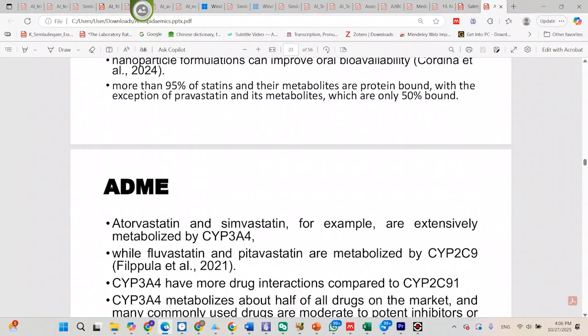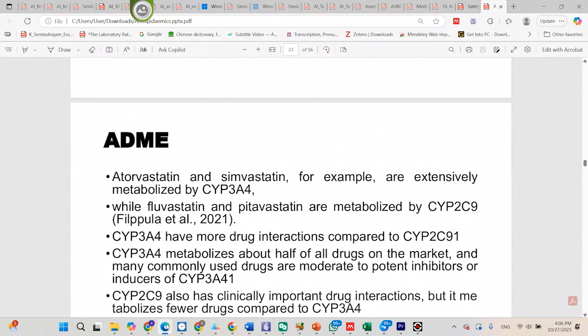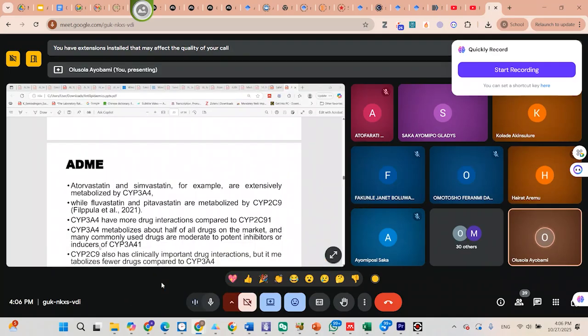Okay, so let's continue. Atorvastatin and simvastatin are extensively metabolized by CYP3A4. Now, if you don't know any cytochrome P450 enzyme, you must know CYP3A4 and probably CYP2C9. Any drug metabolized by CYP3A4 would have several drug interactions. So please take note of that. In fact, in drug discovery, we always keep in consideration metabolism by CYP3A4 and CYP2C9, because most drugs that are metabolized, particularly by CYP3A4, have extensive drug interactions. So please take note of this.